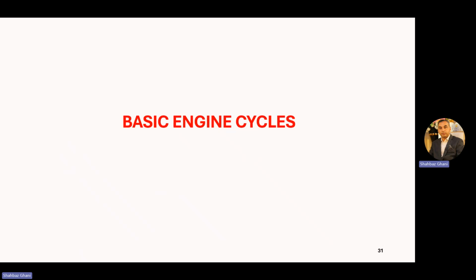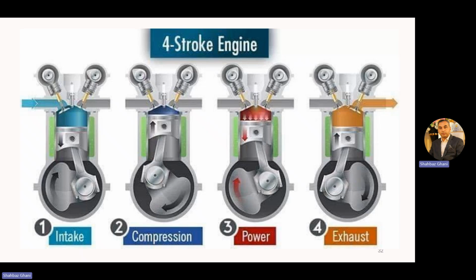Now, basic cycles. There are four strokes. First is the intake stroke, in which the piston goes from the TDC position to the BDC position, and the intake valve is open. That is your intake stroke. When the piston is at BDC, coming from TDC to BDC, your intake stroke finishes. The piston starts moving from BDC to TDC. You have a compression stroke. Your intake valve closes. Okay.